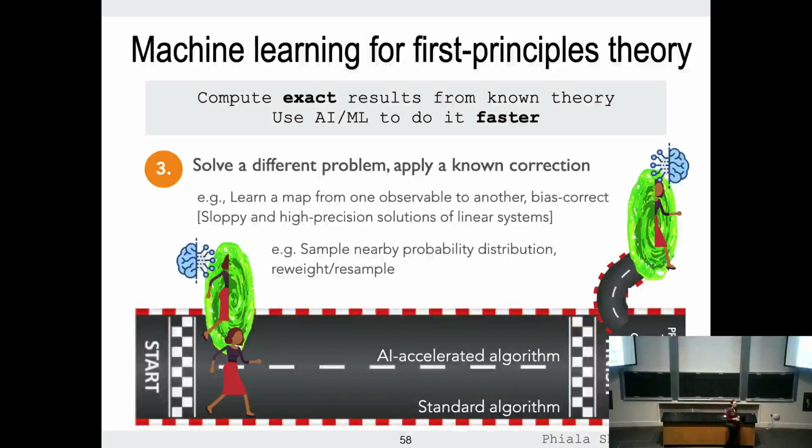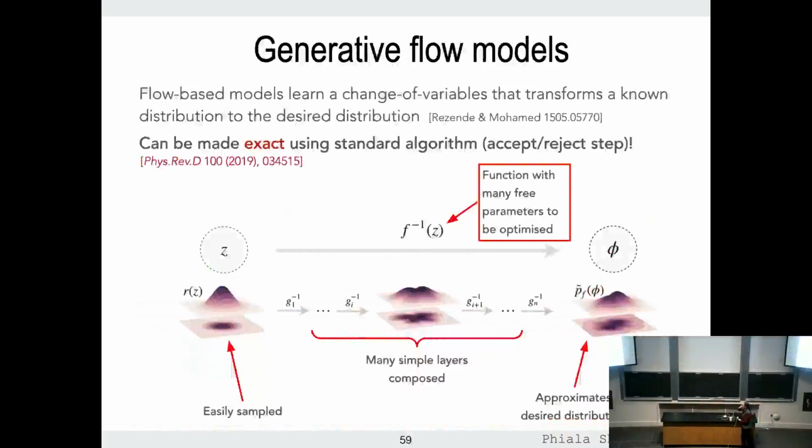So coming back to our sampling problem, this is a very nice way of doing this: you can solve a slightly different sampling problem as long as you have a way of reweighting or correcting or getting back to the sampling problem you're originally trying to solve in a mathematically guaranteed way. So let me give you one example of doing this for lattice field theory. You can do this using what are called flow-based generative models.